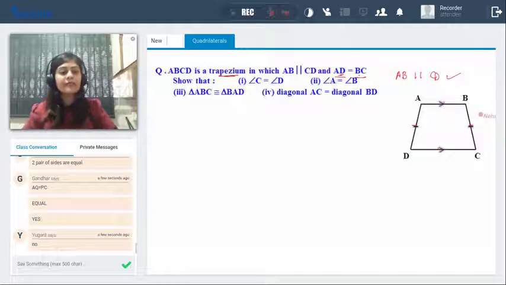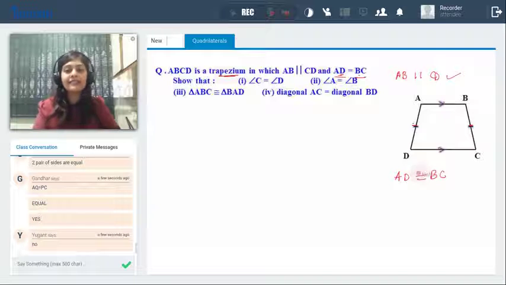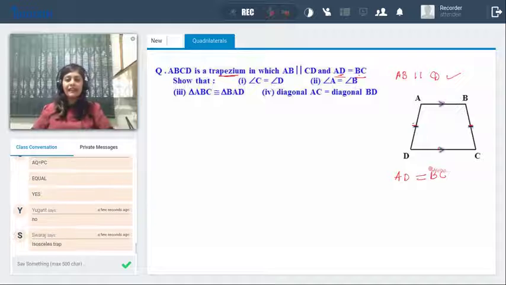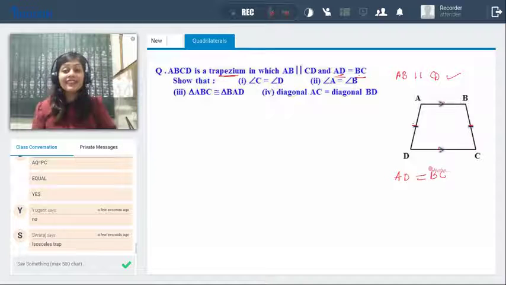Students, in a trapezium, when the two non-parallel sides are equal to each other, it becomes a special kind of trapezium. Anyone, what is the name of such a trapezium? What's the name of this trapezium where we have AD and BC, the two non-parallel sides, equal to each other? So there's a special name for this trapezium. And what is that name? Yes, okay, Swaraj says isosceles trapezium. Excellent, Swaraj. That's correct. This is an isosceles trapezium.